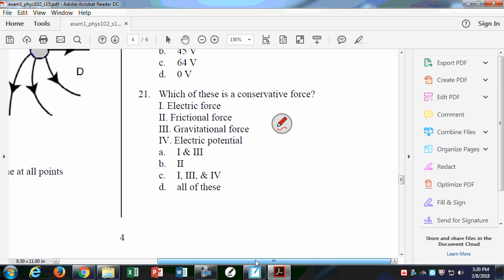So my question is, electric potential is going to a force, right? But it's not a force, so what's the answer? 1 and 3 are conservative forces. Yeah, that's an okay question. We talked about conservative forces early on. Remember, conservative forces are field forces. Electric forces, gravitational forces. Those are really the only conservative forces that we're concerned with.